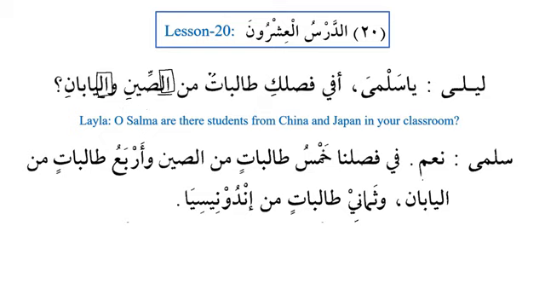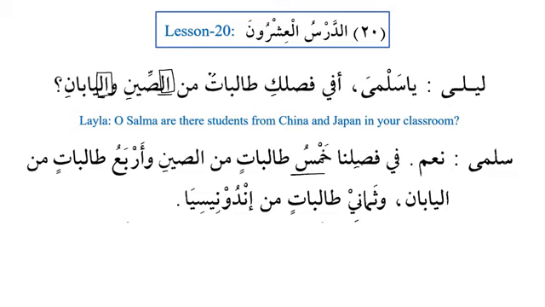Salma: Na'am, yes. Fi faslina khamsu talibatin. In our classroom, there are 5 students. Now we can see that she's talking about feminine students, so the noun is feminine. That's why the adad that is being used for 5 is masculine. It does not have ta marbuta. Khamsu talibatin min as-Sini. There are 5 students from China.